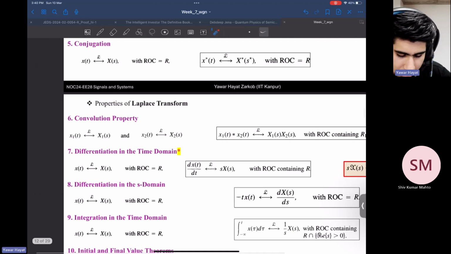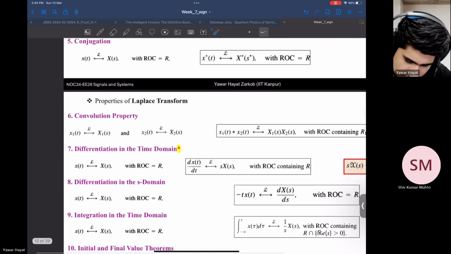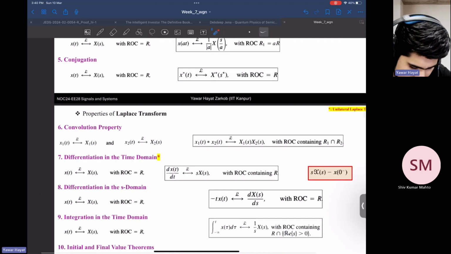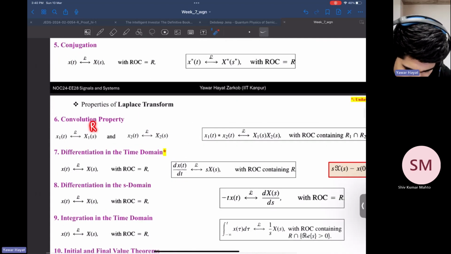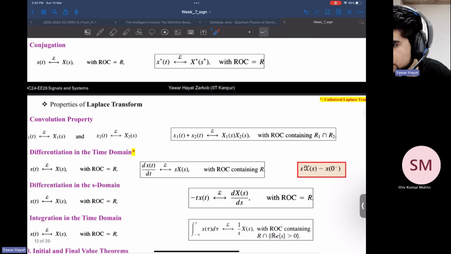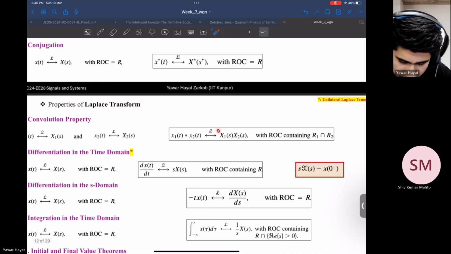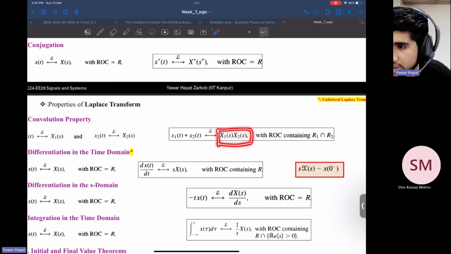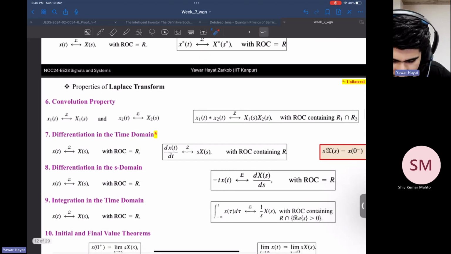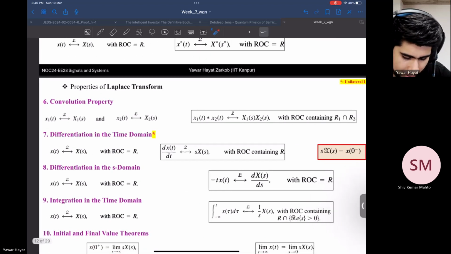Then we have the convolution property. This you can readily read. Notice if the ROC here was R1 and the ROC here was R2, and I take the convolution of the two signals, in the S domain they would be multiplied, but the ROC would be the intersection of the two, R1 intersection R2.